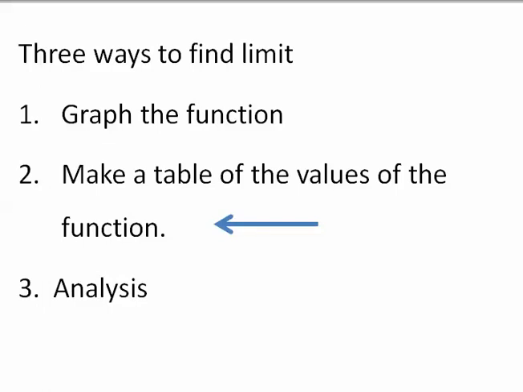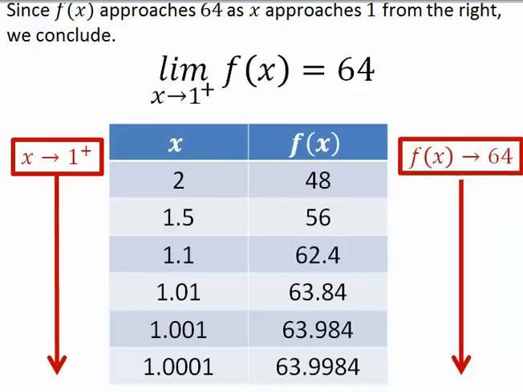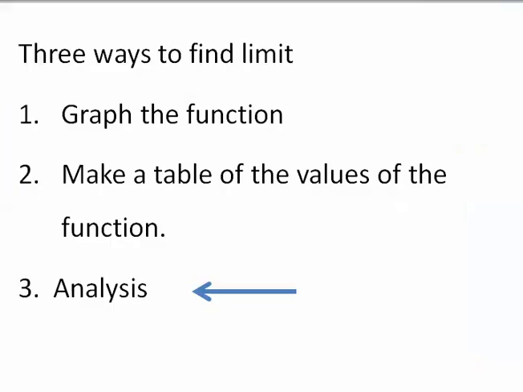Another way to find a limit is to make a table of the values of the function. Since f approaches 64 as x approaches 1 from the right, we conclude that the limit of f as x approaches 1 from the right is equal to 64. The third and most reliable way is analysis. Analysis is what we want to do today.